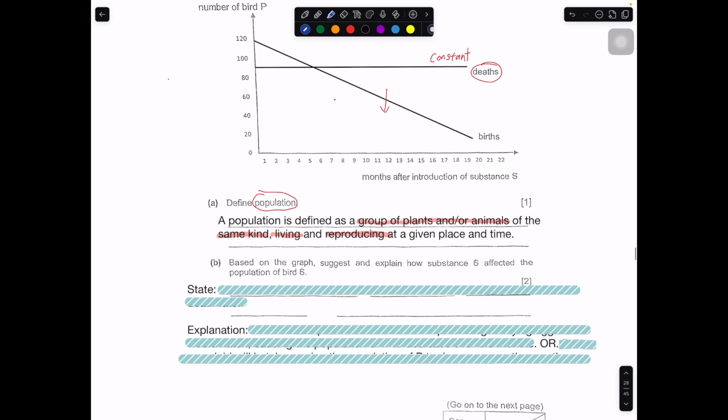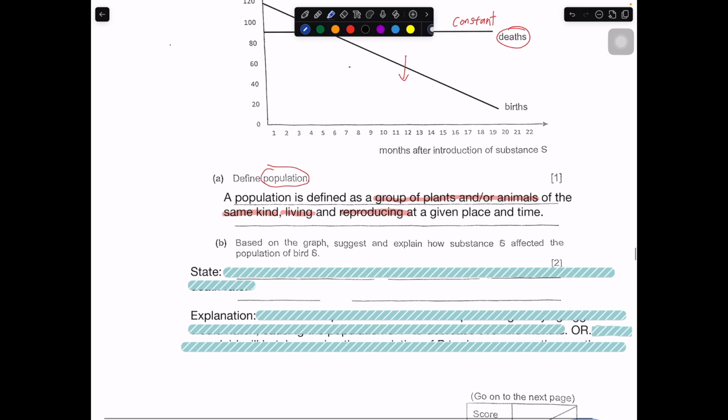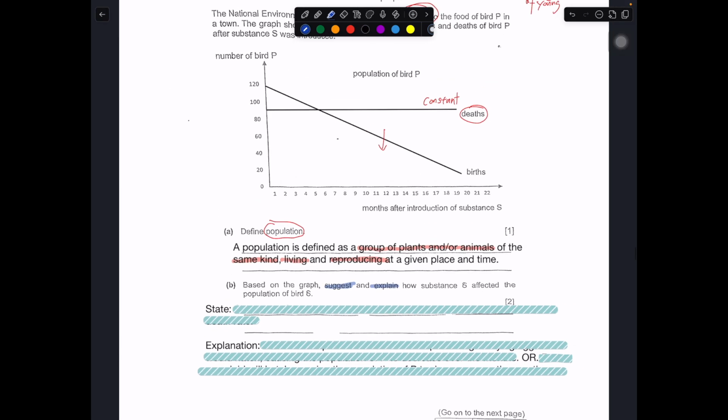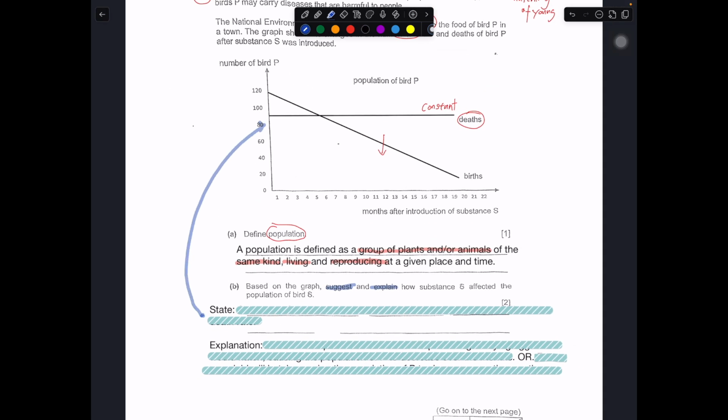Based on the graph, suggest and explain how substance S affects the population of birds. You need to do a few things: suggest, and explain how S affects the population of birds. Very quickly, you can look at the graph and state what's happening first. After S is introduced, the birth rate decreases while the death rate remains constant. So you can put it this way: substance S causes a decrease in birth rate but does not affect death rate. You can think of it that substance S is not really a poison. It doesn't kill the bird. It only affects the reproductive cycle of the bird. So you cannot say this is a poison.